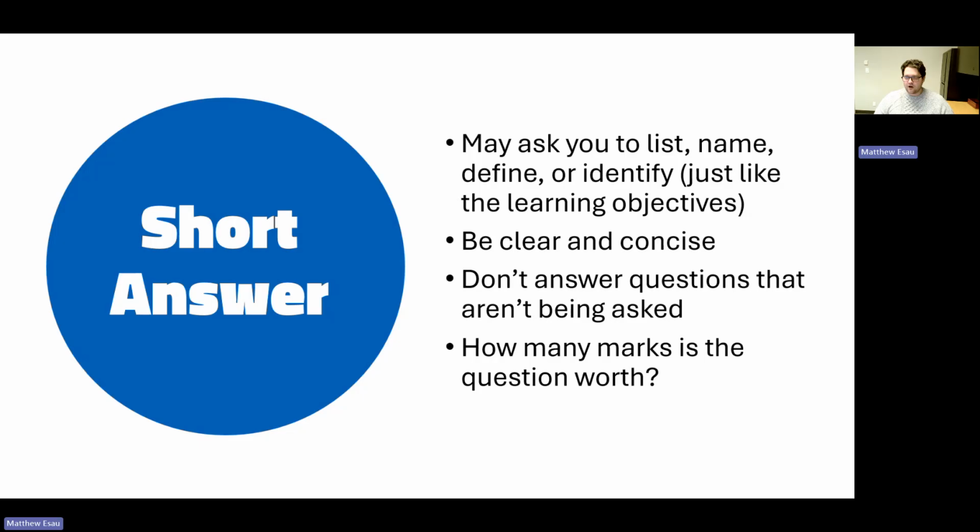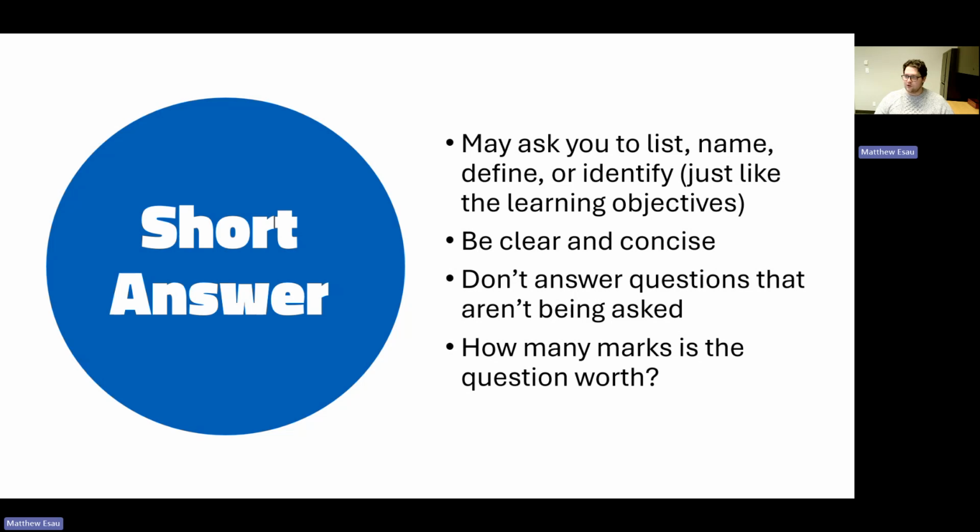Short answer, another common question type might ask you to do things like list, name, define, identify. You might have already connected that you'll see these exact kinds of words in the learning objectives. This is why using the learning objectives to make some guesses or create practice questions can get you really close to what it's going to look like on the exam.